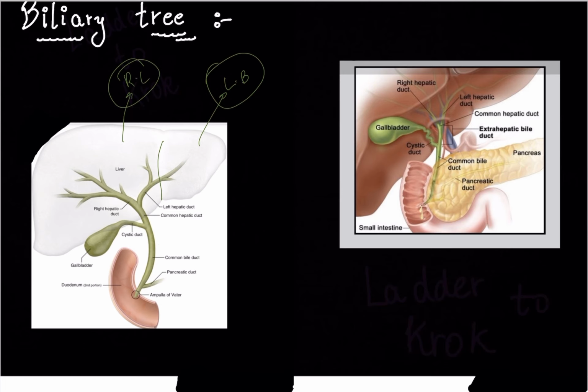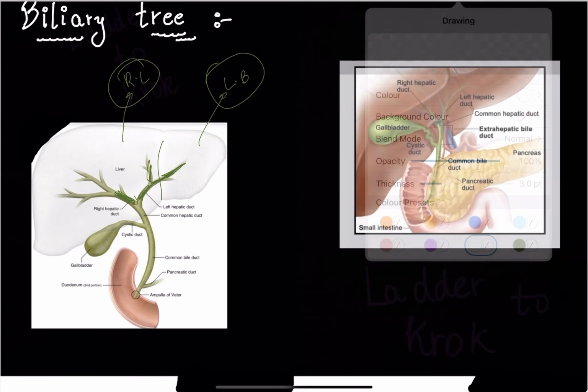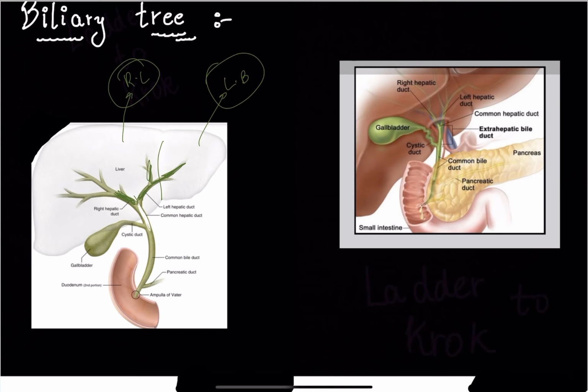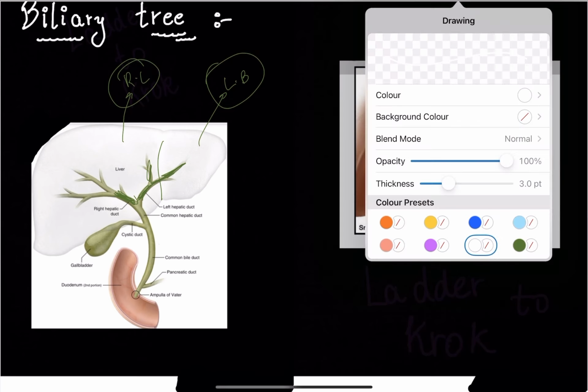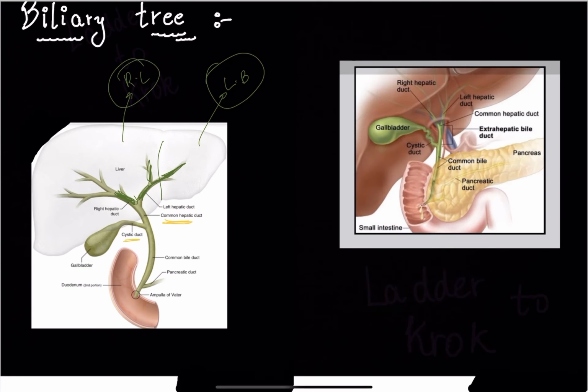When these ducts combine, they form a left hepatic duct and right hepatic duct. Then these two ducts will join and form one duct that is called the common hepatic duct. Then here is the gallbladder. The gallbladder has a cystic duct, as I already told you. This cystic duct will join with the common hepatic duct, and then this duct is known as the common bile duct.